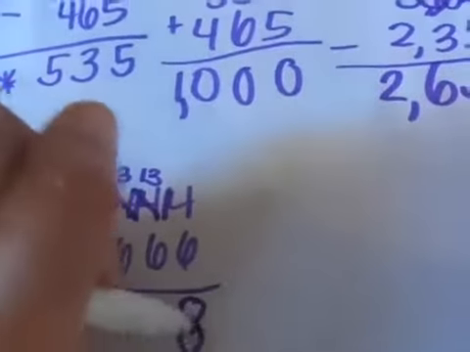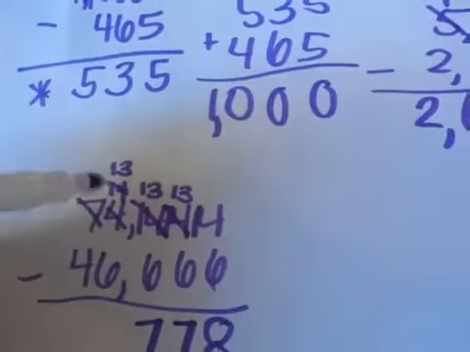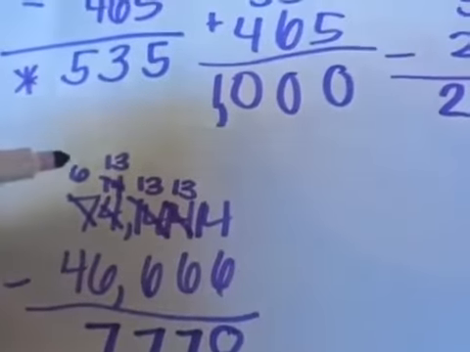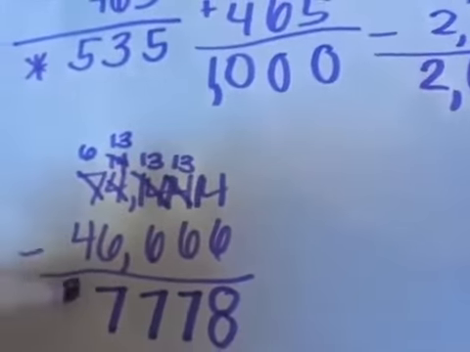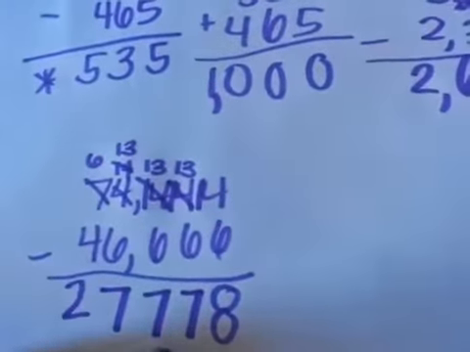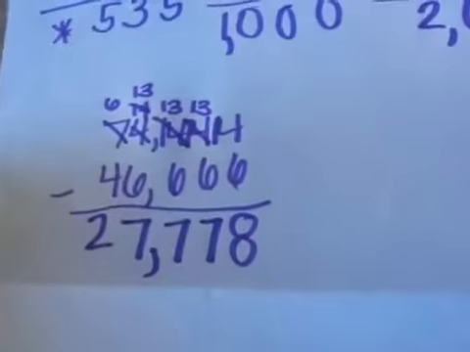14 minus 6 is 8. 13 minus 6 is 7. 13 minus 6 is 7. 13 minus 6 is, yeah, you got it, 7. 6 minus 4 is 2. And now I can place my comma, 1, 2, 3, right here. And my final answer is 27,778.